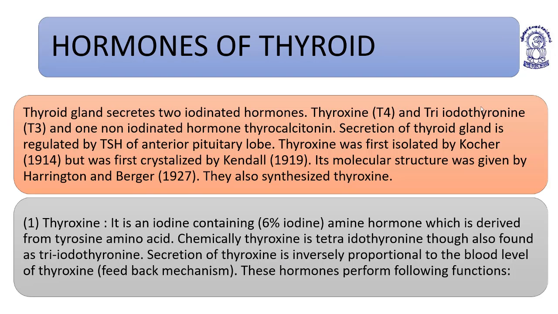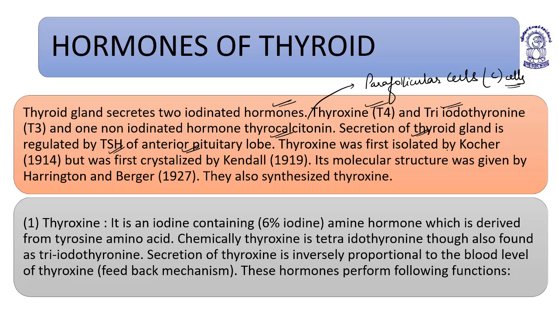Hormones of thyroid. Now, very important: the hormones and the diseases related to the hormones of the thyroid gland. Thyroid gland secretes two iodinated hormones, thyroxine T4 and triiodothyronine T3, and one non-iodinated hormone, thyrocalcitonin. Thyrocalcitonin is released by parafollicular cells, also known as C cells. Secretion of the thyroid gland is regulated by thyroid stimulating hormone of the anterior pituitary lobe.